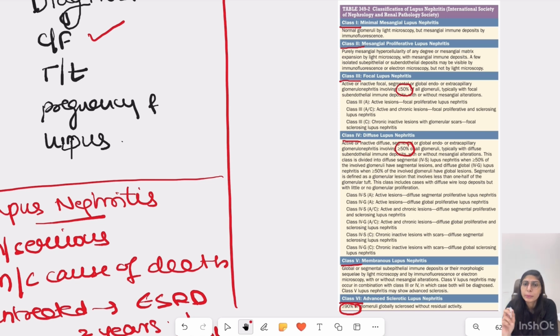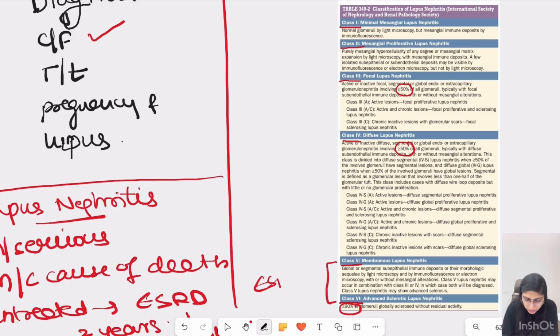sclerotic. So minimal mesangial, you can't see anything on light microscopy, but on immunofluorescence, you find immune deposits in the mesangium. Mesangial proliferative, you find the proliferation of mesangium on light microscopy. Focal, less than or equal to 50% glomeruli involved. Diffuse, more than or equal to 50% of glomeruli involved. Membranous is membranous, so somewhere in between diffuse and advanced sclerotic. Advanced sclerotic is now the patient has reached ESRD.